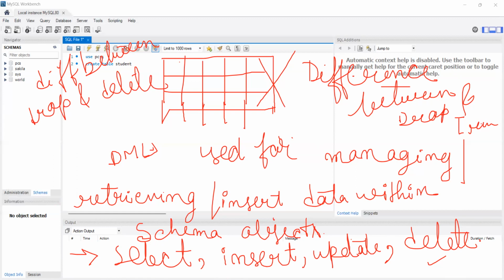DCL, TCL, and DQL come later, but first, just to get habituated with the structure format of a SQL database in writing format. I'm not doing any query right now. All theory portion I am doing.